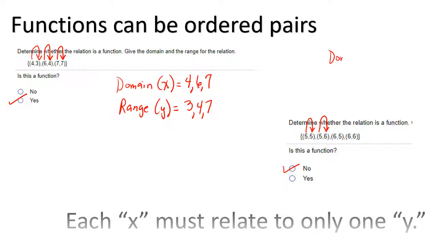If you think about it, the domain value, or the x values, would have been 5, 5, 6, and 6. Those are all the x values. We don't normally write them twice like that. We would just say 5 and 6 would be the domain, but because they are duplicated, it is not a function. Those numbers cannot be duplicated in the domain, or the x. The range value will always simply be the y values, which in this case would also be 5 and 6. So functions can be ordered pairs.